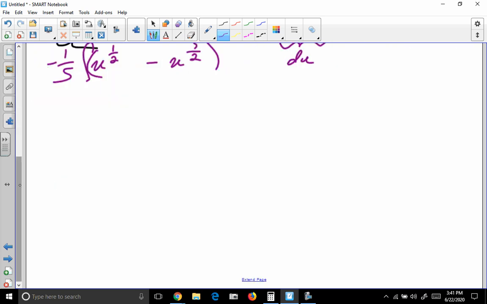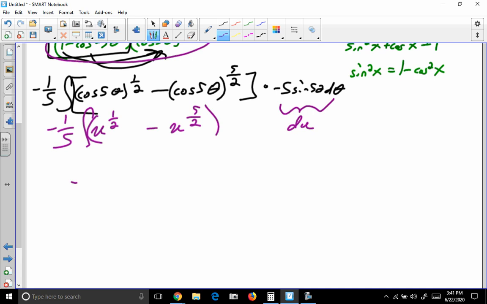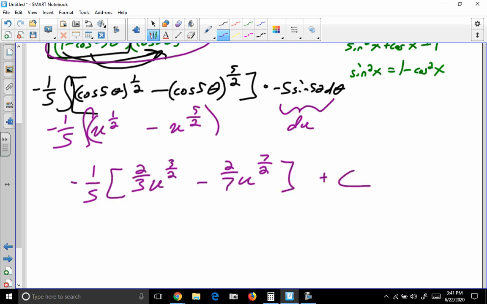So to integrate that, negative 1/5 stays out front. This is going to be u to the 1 greater power over that power, u to the 1 greater power over that power, plus c eventually. Now we just need to replace our u with what u actually is, which is what? Cosine 5 theta.